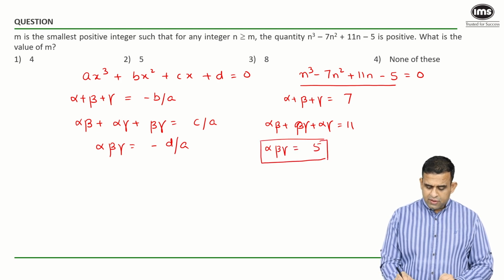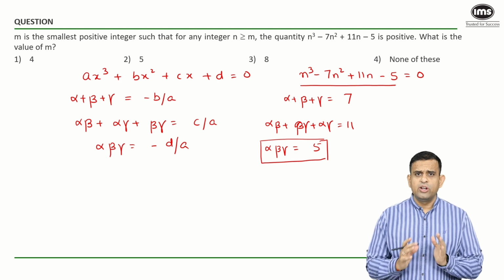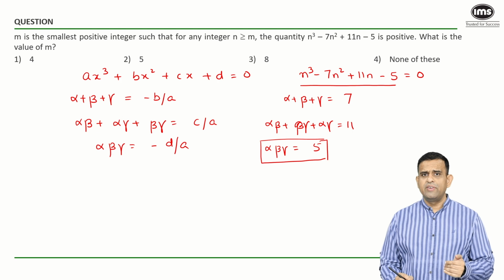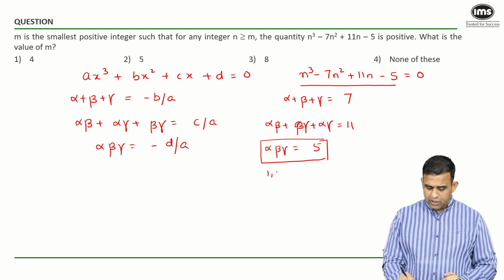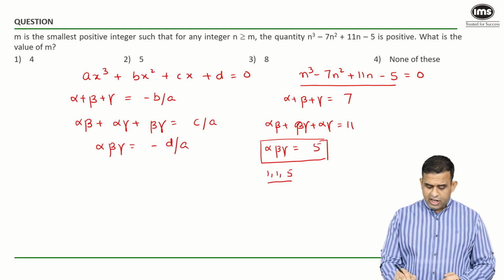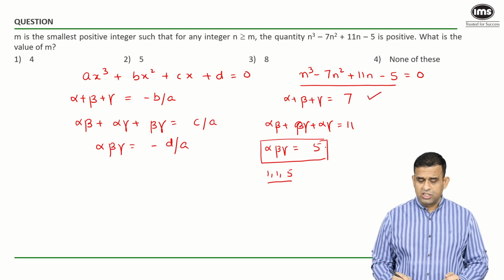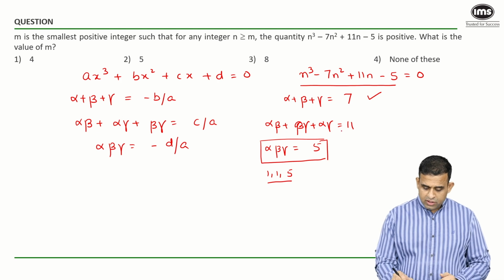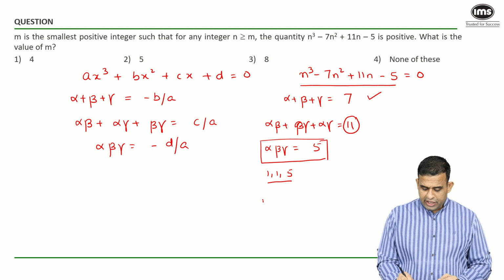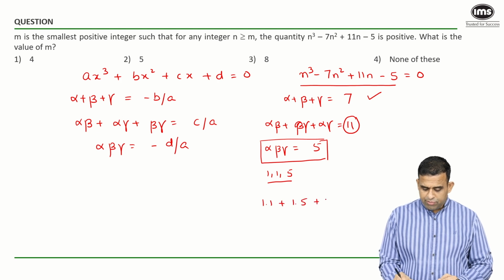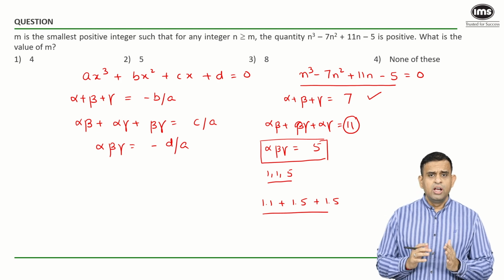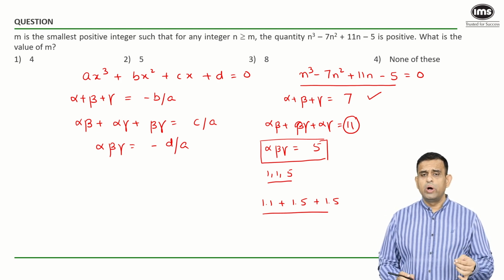If I think that the values of alpha, beta, gamma are nice numbers, we can go for some hit and trial. And if you look at the number 5, I can possibly split the number 5 as 1, 1 and 5. Now in that particular case, you can notice that alpha plus beta plus gamma is also equal to 7, 1 plus 1 plus 5 happens to be equal to 7. But you have to also ensure that this condition is also met. So one can check that 1 into 1 plus 1 into 5 plus 1 into 5 is also equal to the number 11 over here, which means that the roots are nothing but 1, 1 and 5.